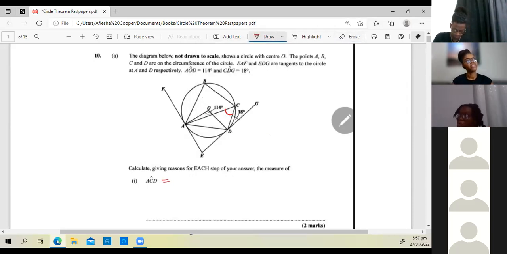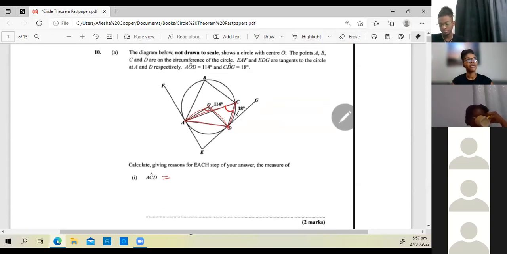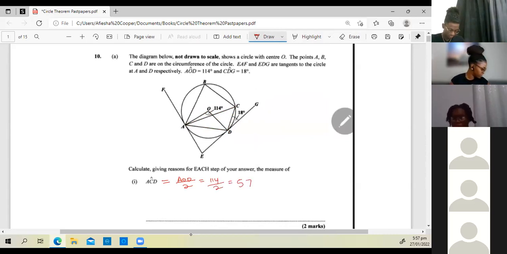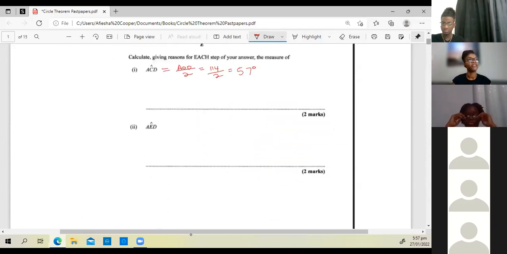Nice. So we see that AD is a chord, and from the chord we have a center angle, and then from the same chord we have a circumference angle, right? Easy. So that's how we got that. ACD is just going to be AOD divided by 2, which is 114 divided by 2, which is 57 degrees. So y'all would work stuff out for me.